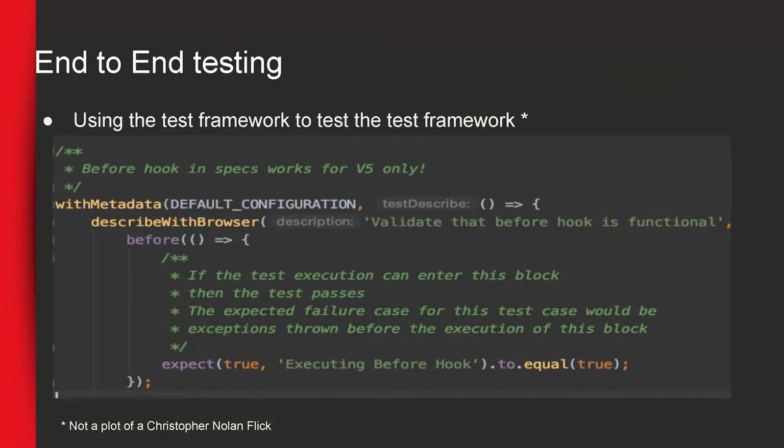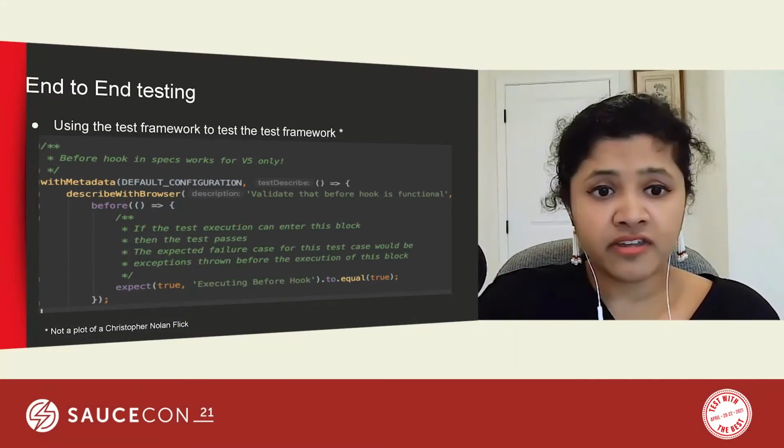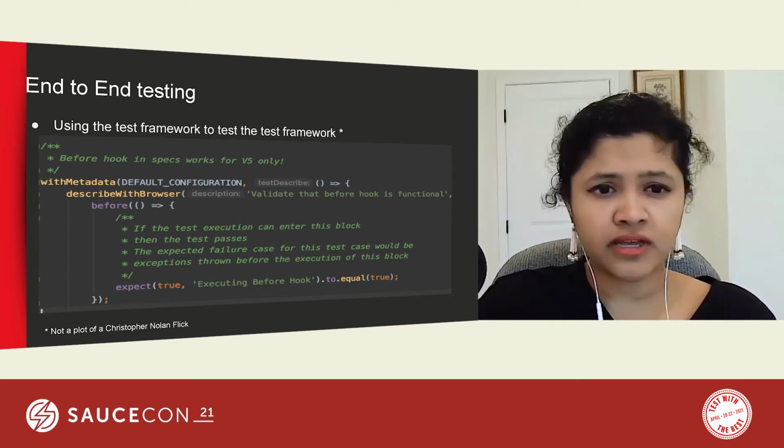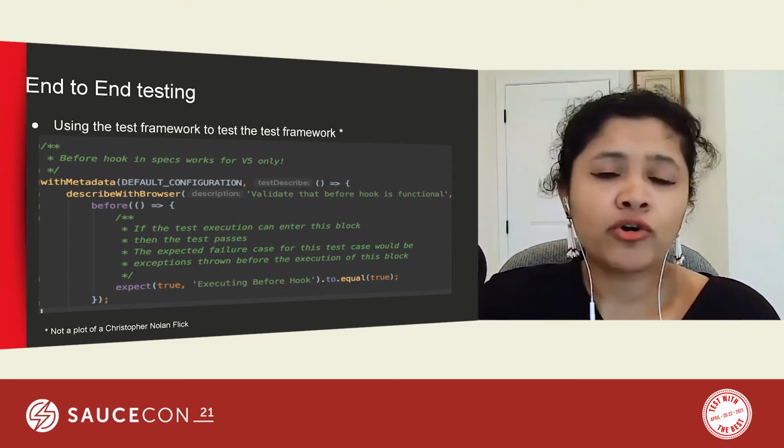End-to-end testing. Now, this is a fun thing. So we actually use our test framework to test the test framework. And no, this is not a Christopher Nolan flick. We have a lot of customizations on our framework, a lot of unique things that happen within our frameworks. For example, in this case, we are testing a very straightforward use case of whether a before hook would work, right?